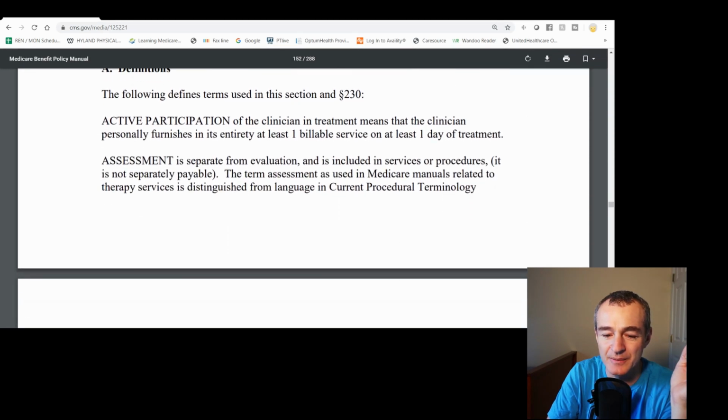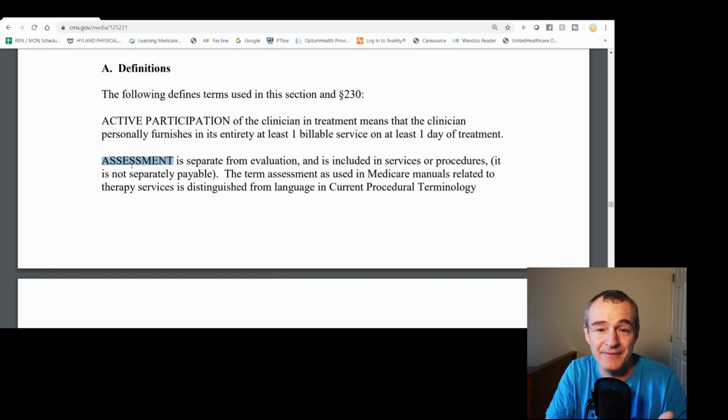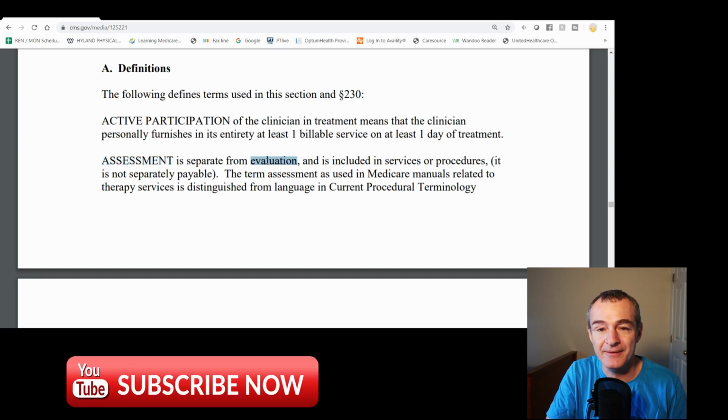Something that I think we don't pay enough attention to is sometimes you and I use terminology differently than CMS intended. So for an example, there is no terminology here in the definitions for a reassessment. I often will say, hey, let's do a reassessment on this particular patient. I'm using that interchangeably with a progress note, but it's really not the same thing. So if we look at CMS definition of assessment, you can see it's separate from the evaluation. So the eval and the assessment are separate.